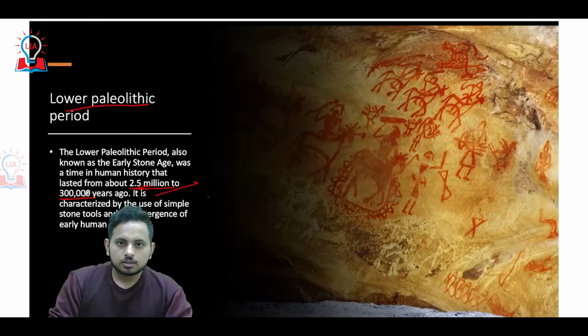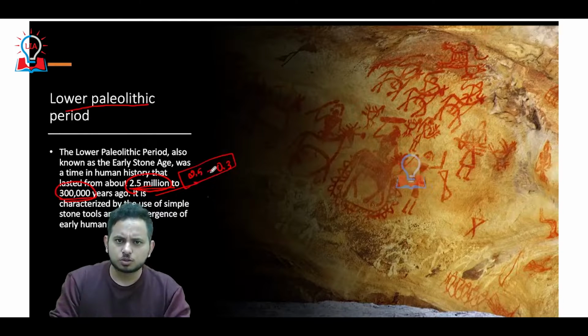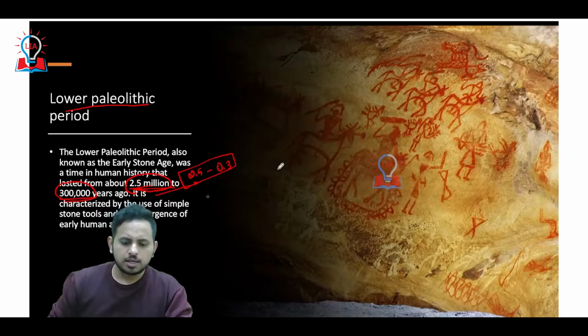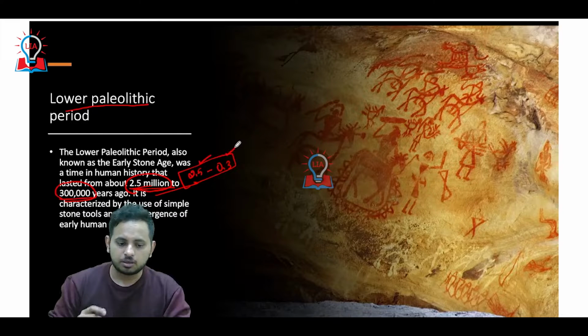This lower Paleolithic period stretches from 2.5 million years to 3 lakh years ago, which means 2.5 million to around 0.3 million years ago. We can consider 3 lakh years to be around 0.3 million. So 2.5 million years to 0.3 million years is the time period, a very huge time period, of what is called the lower Paleolithic period.